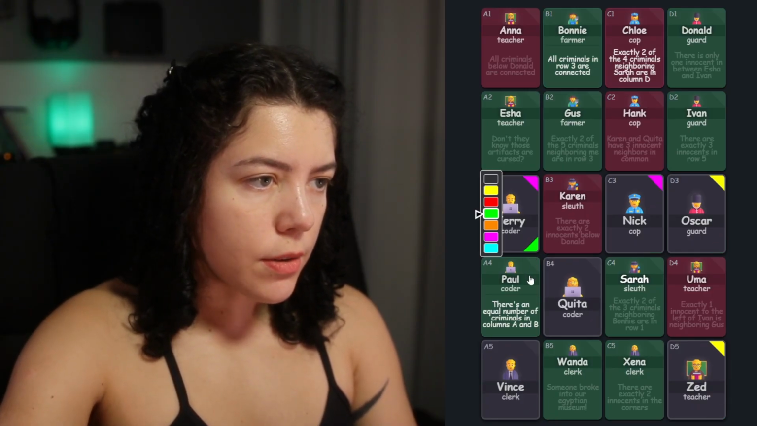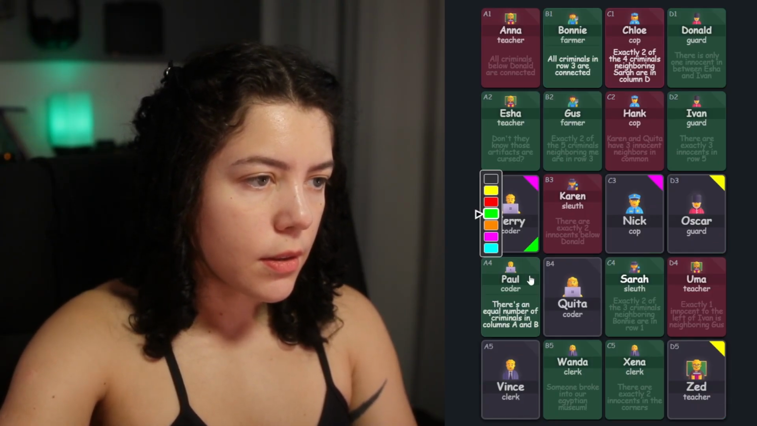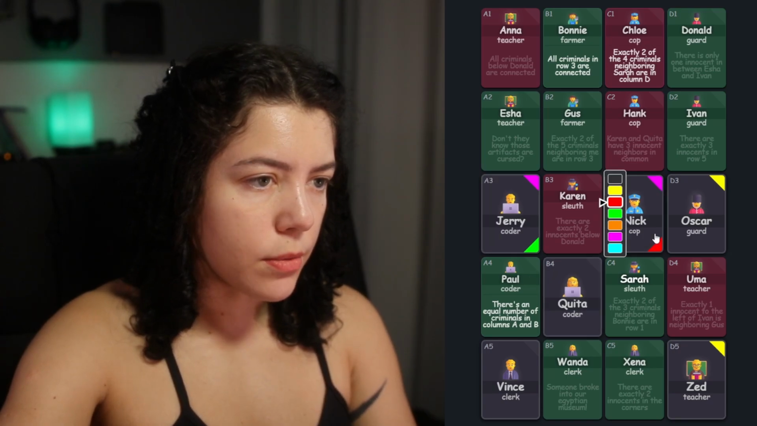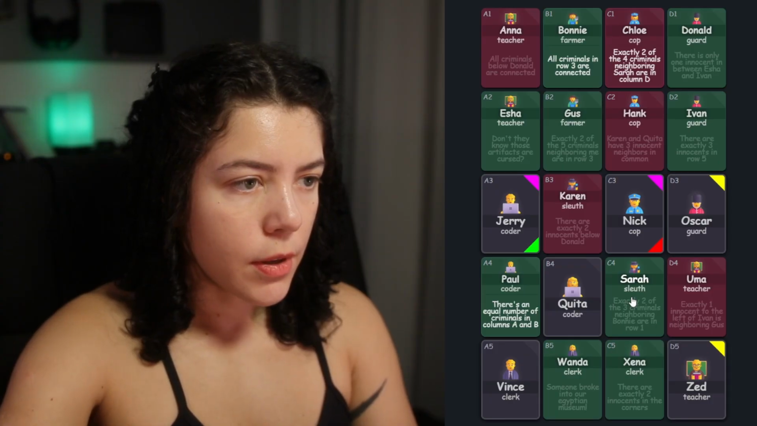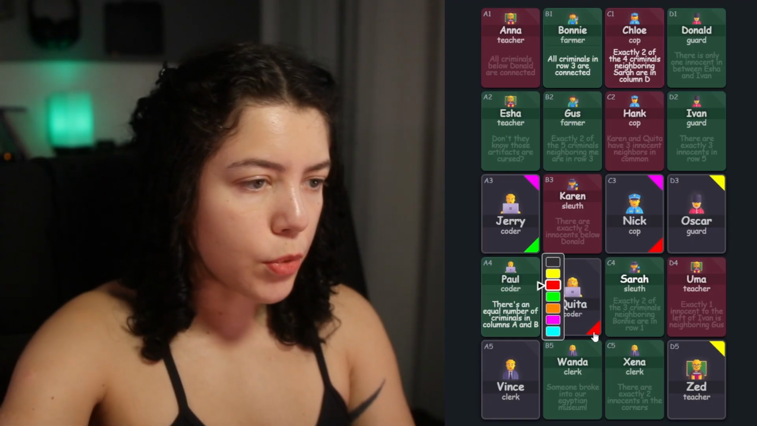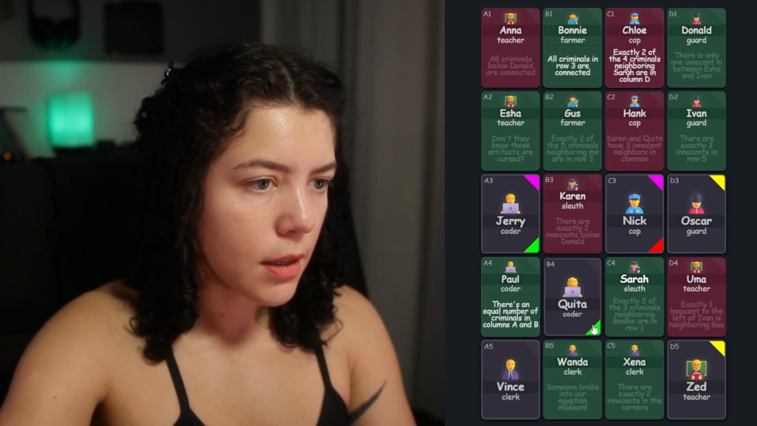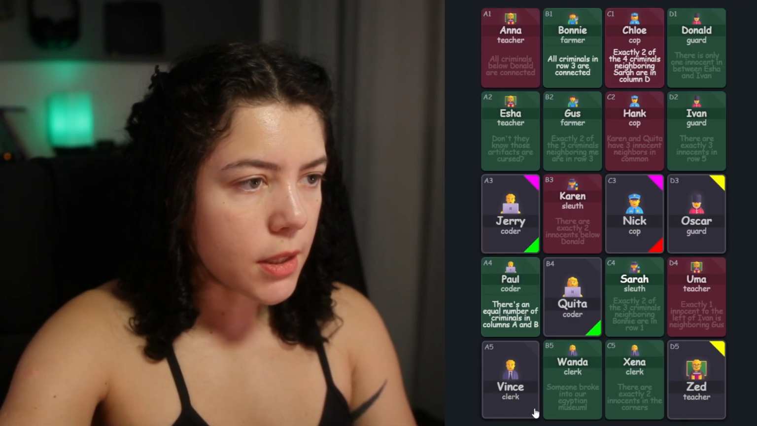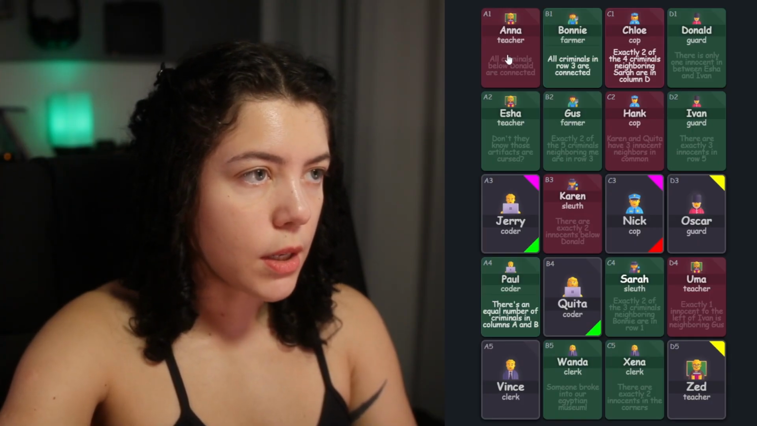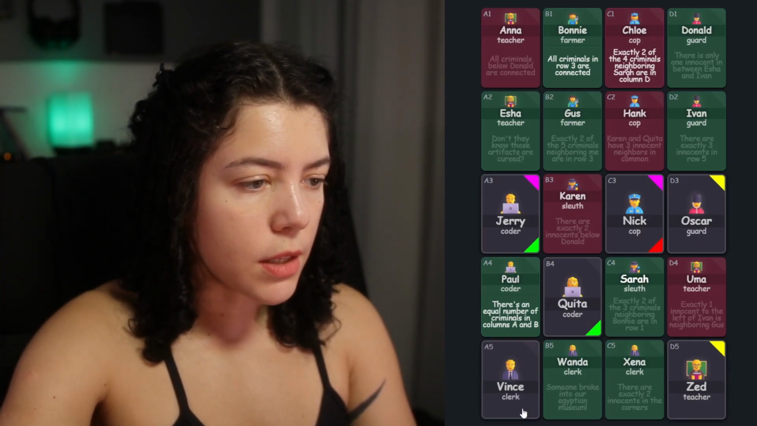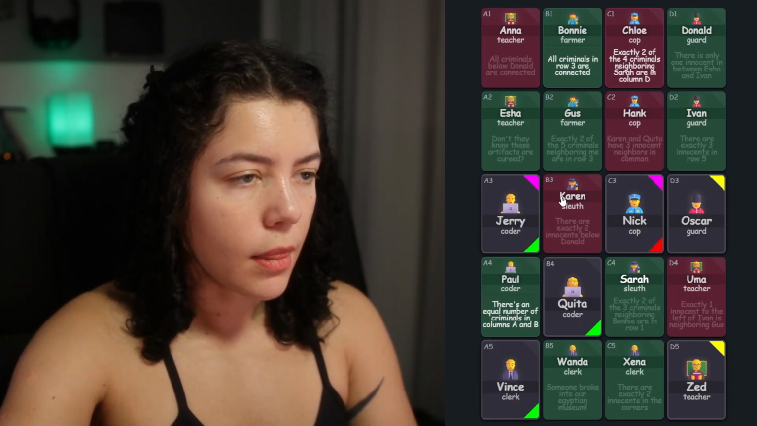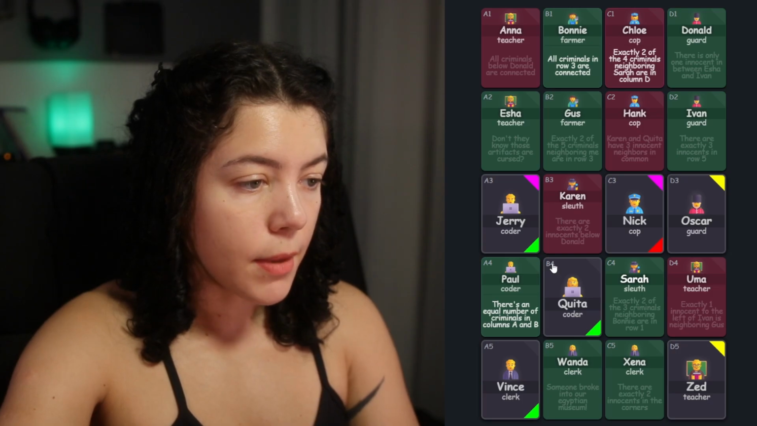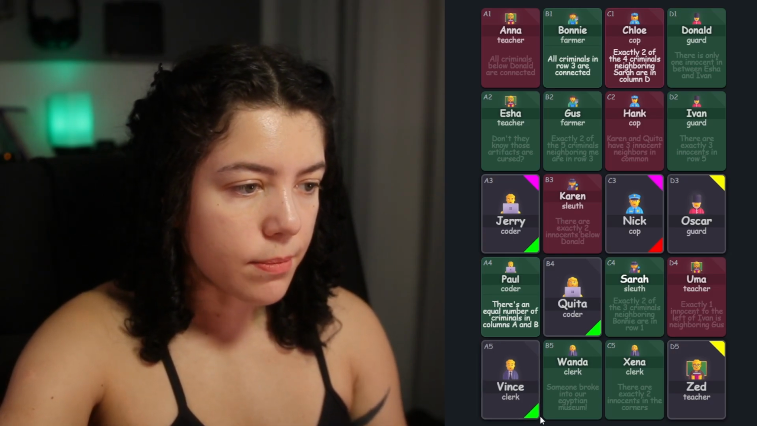What happens if Jerry is an innocent? That makes Nick a criminal. And that's Sarah's 4. So that's 1, 2, 3, 4, which would make Kita an innocent. And that would force Vance to be an innocent because there's only one criminal in column A and there's already a criminal in column B. So Vance would need to be an innocent to make column B have the same number of criminals as column A. So that means that Vance is always an innocent.